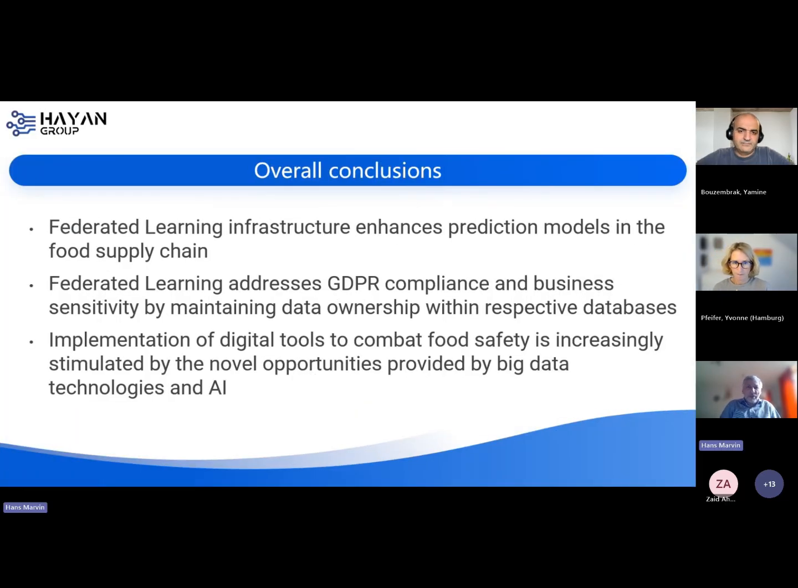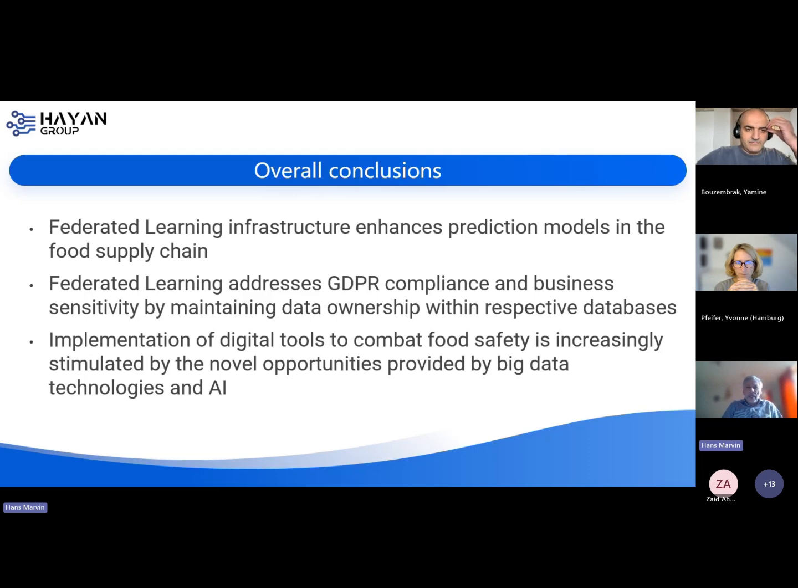Then the overall conclusion related to federated learning. Federated learning infrastructures enhance prediction models in the supply chain. I showed it for the food fraud type prediction. Federated learning addresses GDPR compliance and business sensitivity by maintaining data ownership within the respective database.